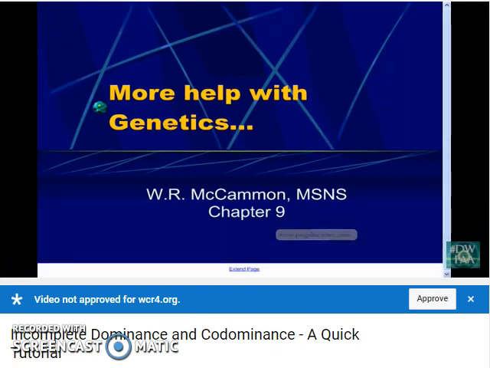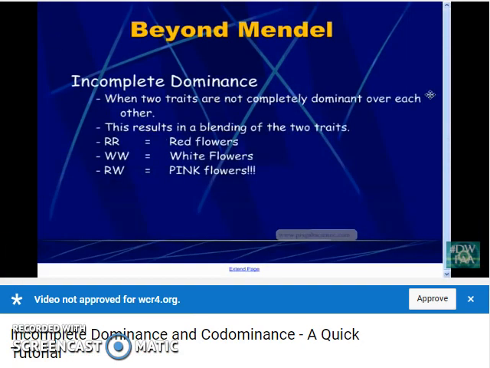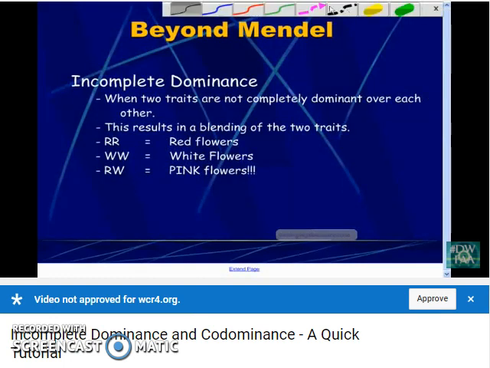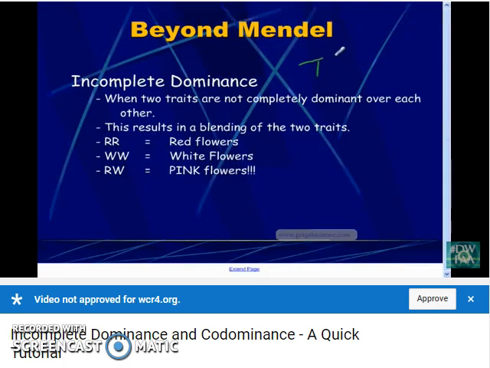And this time we're going to be looking at incomplete and codominance. The first one here we've got is incomplete dominance. In incomplete dominance, two traits are not completely dominant over each other. In the past, in the original Punnett square problems we've dealt with, you've got capital T, which is dominant over the lowercase t. That's traditional dominance. In incomplete dominance, neither one of them is dominant, and so we're going to use this scheme here.